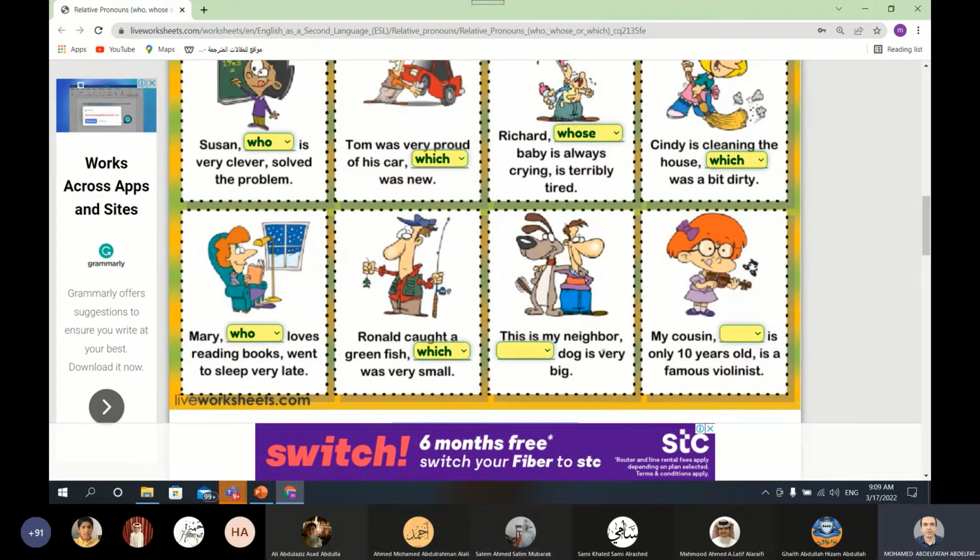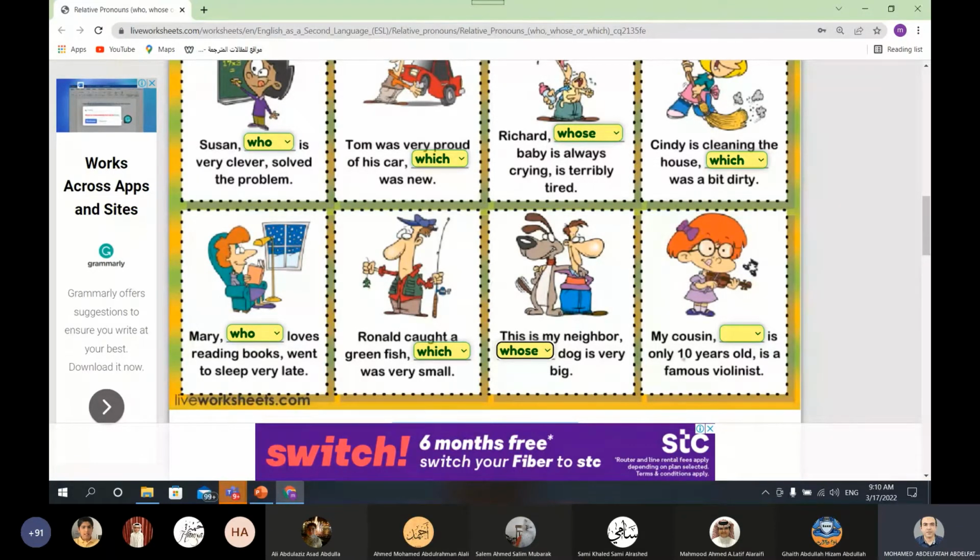This is my neighbor. Dog is very big. We are talking about the dog, not the neighbor. Who dog? Whose dog? Which dog? Some of you say which. So let's try if it is meaningful or no. This is my neighbor. Which dog is very big? Or whose dog? Whose dog. Yeah, this is the correct answer. If you have got a noun, use whose. This is my neighbor. Whose dog is very big?